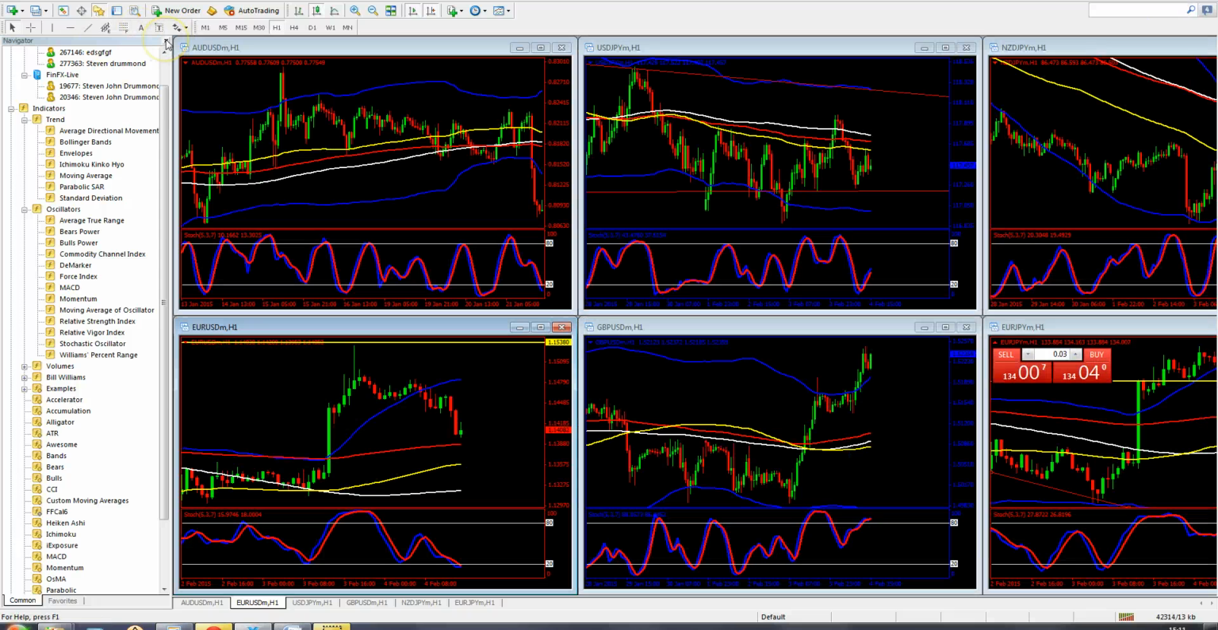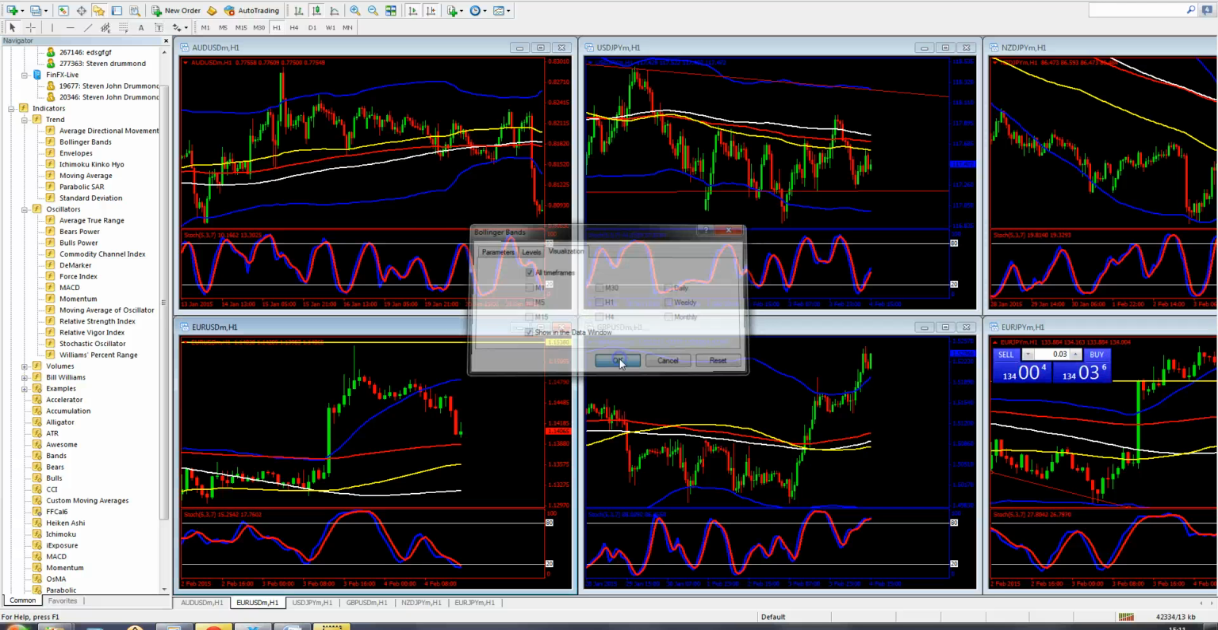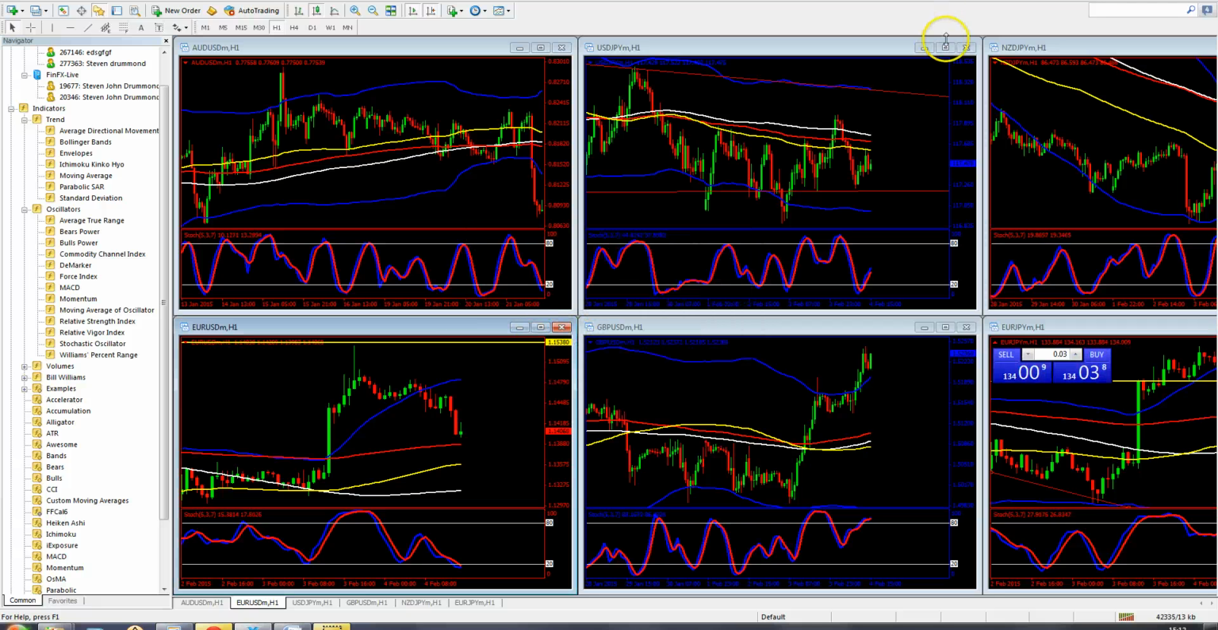So, Bollinger Bands, we can find these guys yet again in the navigation panel. Indicators, trend, Bollinger Bands. We went through this setup before. Just the parameters for these is a 100 period, 2 standard deviations, apply to close. I have mine a nice blue colour and second thickness. Straightforward.